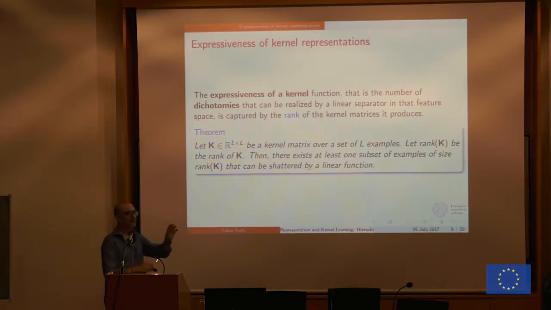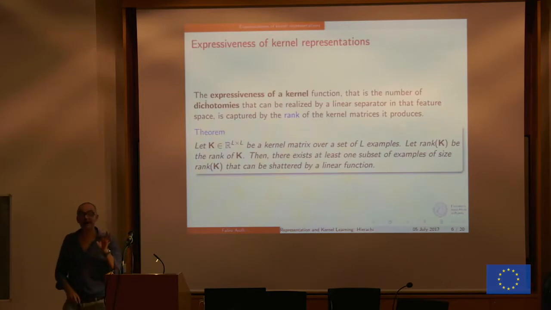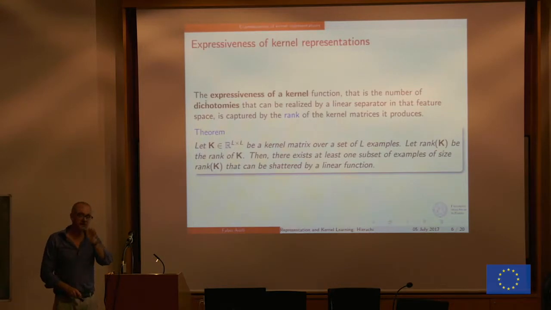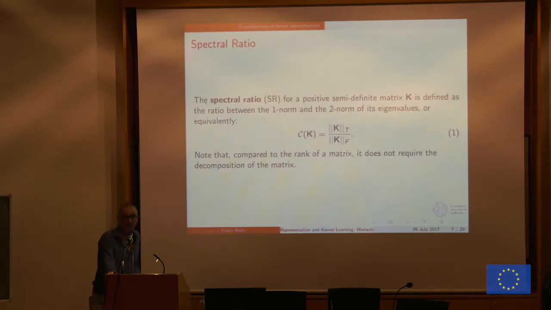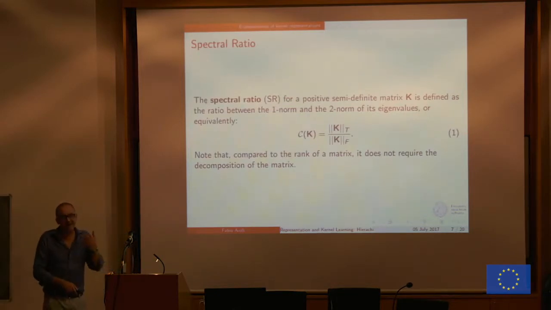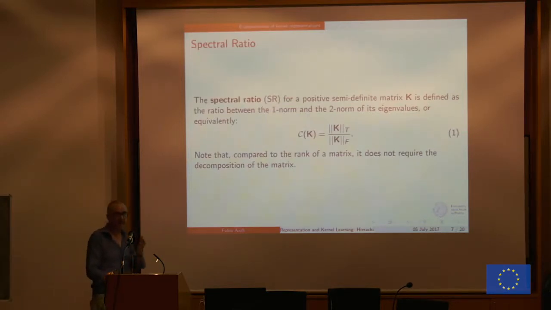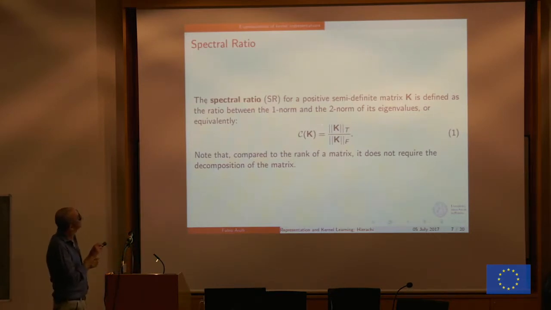So, if you have rank 5, it means that there are at least 5 points in your set that can be linearly shattered by a hyperplane. This can be shown. But obviously, using the rank is not so easy, because to compute the rank, you need to decompose the matrix. So we proposed a different measure of the complexity, which is called the spectral ratio.